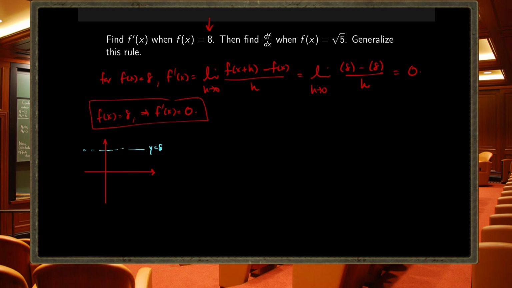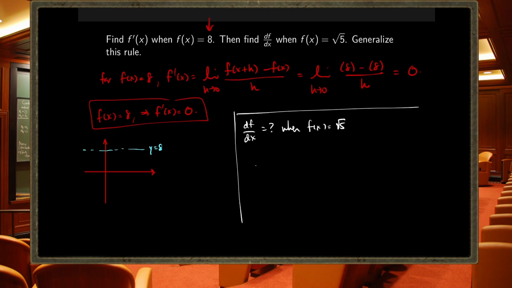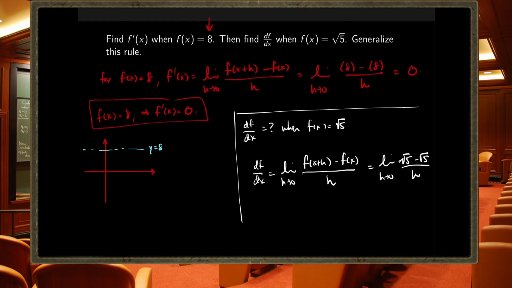Maybe that's clear enough, but let's take another look at df dx when f of x equals the square root of 5. Again, f prime, or df dx, is the limit as h goes to 0 of f of x plus h minus f of x all over h. This is a constant function, so it's really the limit as h goes to 0 of the square root of 5 minus the square root of 5 all over h, which is 0 again. So to generalize this rule, what we've probably already come to realize through our previous sections is that the derivative of a constant function is going to be 0.